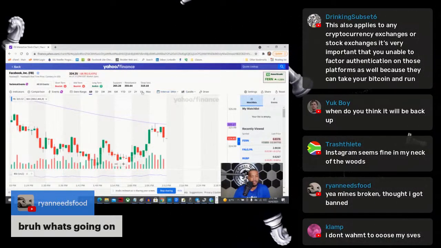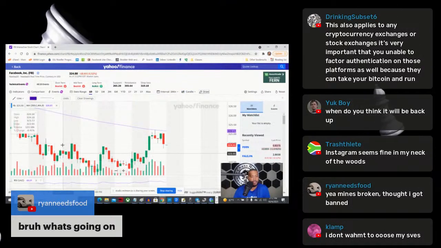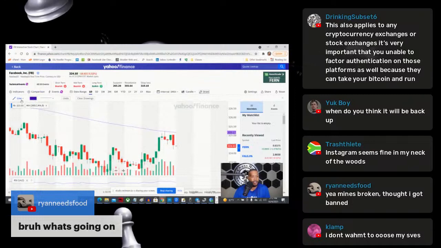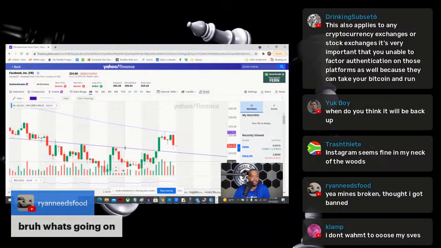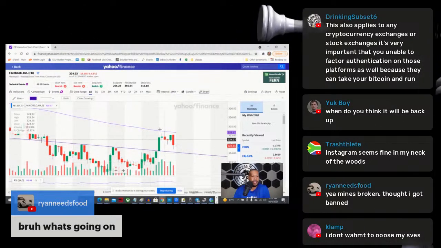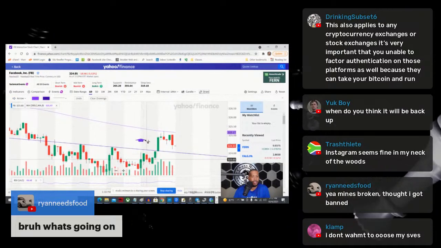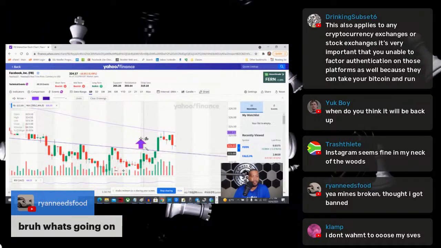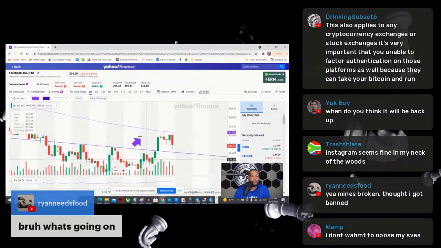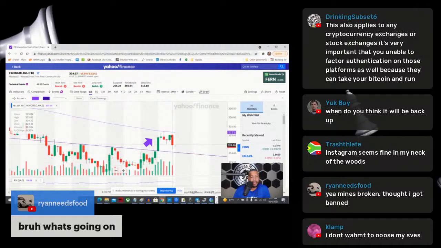I wonder if anybody actually did that. So the resistance line was like right here, right? So it's already past that. So it is a slight recovery for the day.